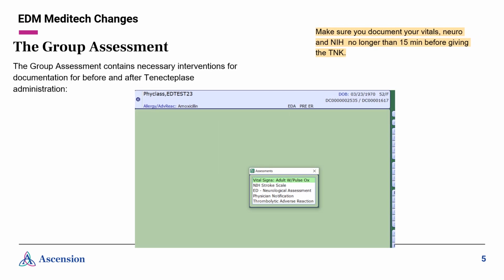Here is a picture of the group assessments. You will see the 5 group assessments there: vital signs, NIH stroke scale, ED neurological assessment, physician notification, and thrombolytic adverse reaction. Make sure you are documenting your vitals, neuro, and NIH no longer than 15 minutes before you give TNK. This is a DNV requirement and also a JACO requirement.